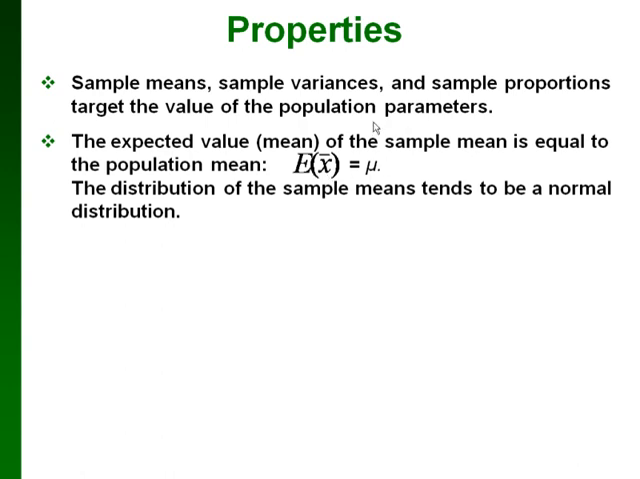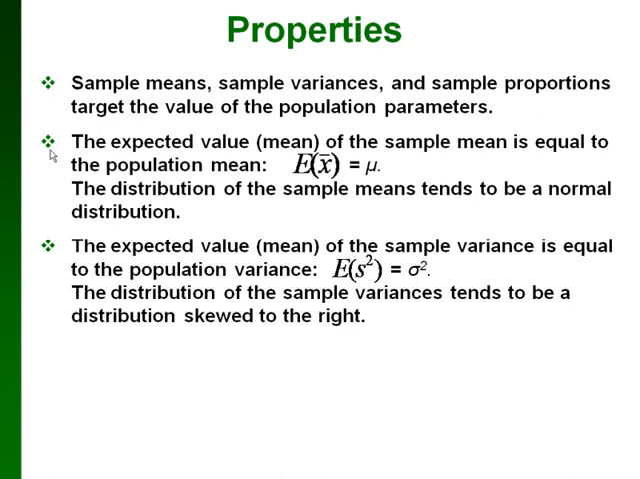The expected value of x bar is just our population mean, mu. And when we look at the distribution of the sample means, it tends to be a normal distribution. For our next statistic, our variance, the expected value of the sample variance is just equal to the population variance. This distribution of the sample variances tends to be skewed to the right.